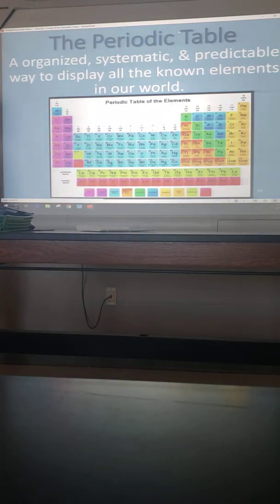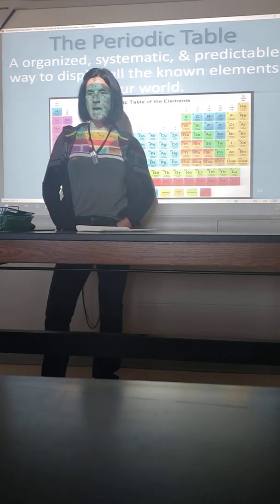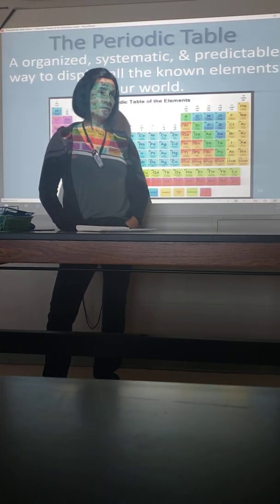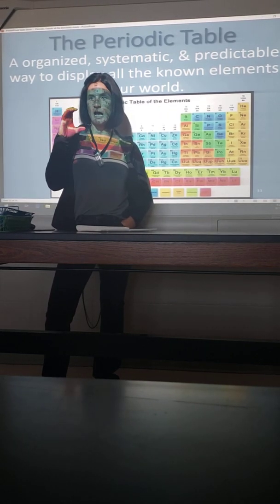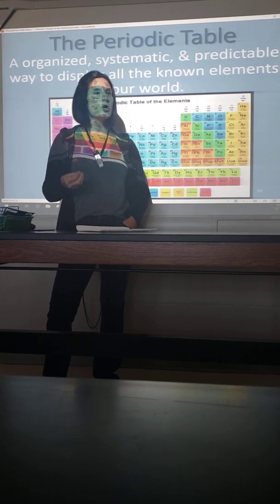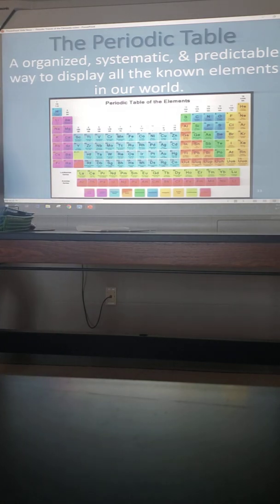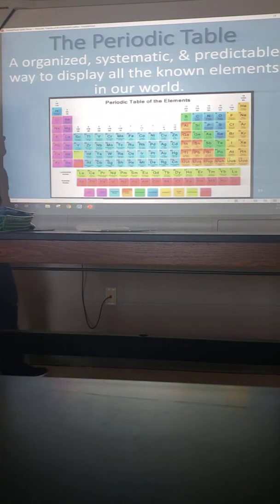All right. So this has all been leading up to the main event for this unit, which is the periodic table. So you had to understand what the information on those little squares and tiles meant, atomic number, mass number, the atomic symbol, before you could understand the arrangement of them. So that's what we're going to get into next. So this is an organized and systematic, and predictable way to display all the known elements in our world.